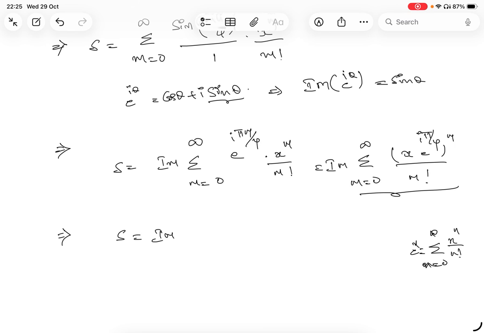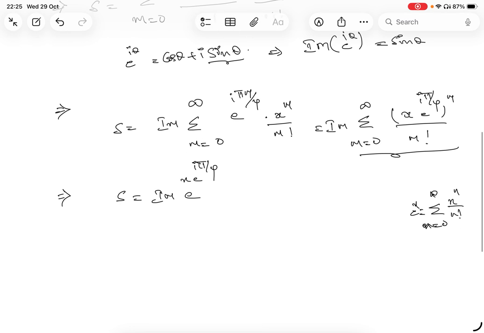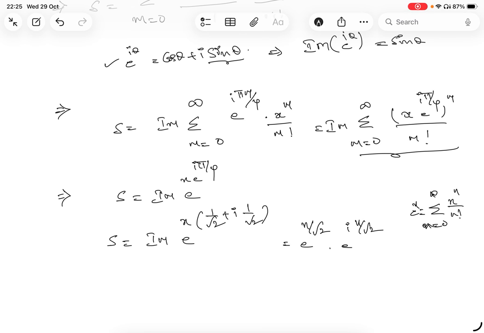right? Then this will be the formula for e power x into e power i pi by 4. Let's simplify this further, s equal to imaginary part of e power x into e power i pi by 4. As I have stated here, e power i theta equals cos theta plus i sin theta. This can be written as cos pi by 4, which is 1 by root 2, plus i sin pi by 4, which is 1 by root 2. This can be written as e power x by root 2 into e power i x by root 2.